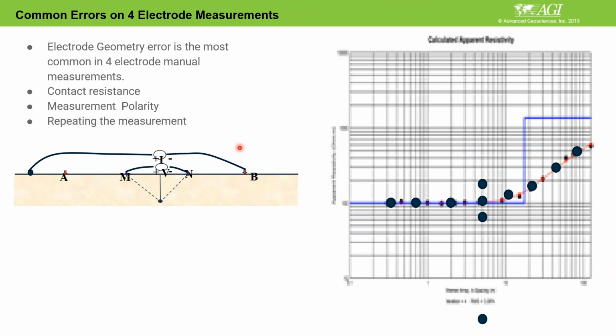So now I will show you the common errors in 4 electrode measurement. So one of the common errors is, okay, there's one question just came in.